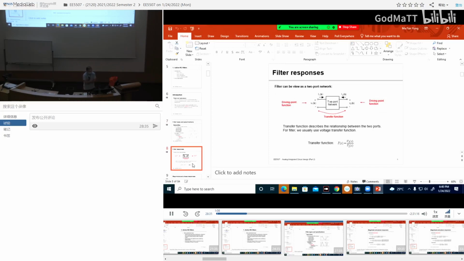So basically, how do we analyze the filter? We treat it as a simple 2-port network. You have the input side or the driving point side, and then you have the output side. And then the transfer function from input to output. Transfer function: V2 is the output, V1 is the input. We describe this 2-port network by this transfer function.